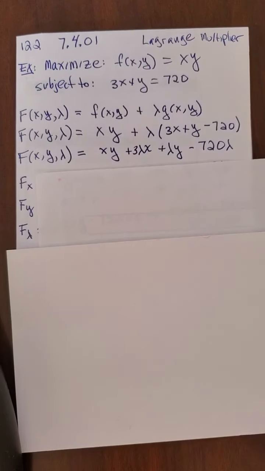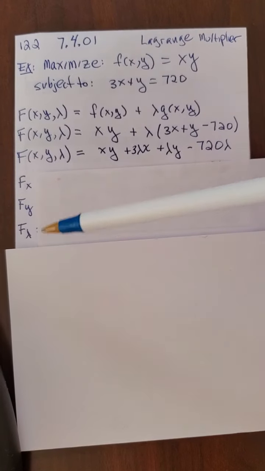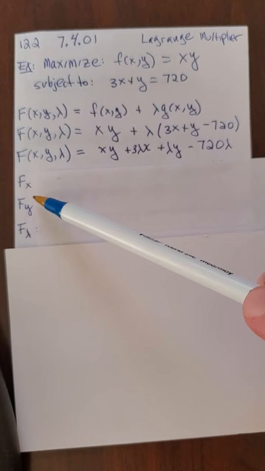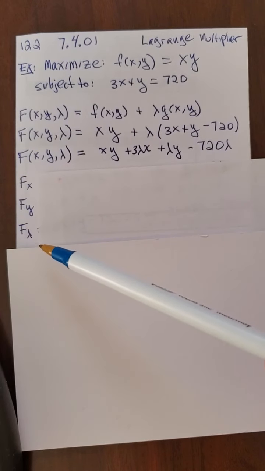Now the next step is that I need to calculate F_x, F_y, and F_lambda, meaning the partial derivative of capital F with respect to x, the partial derivative with respect to y, and then the partial derivative with respect to lambda.